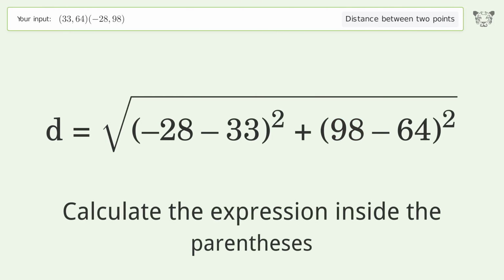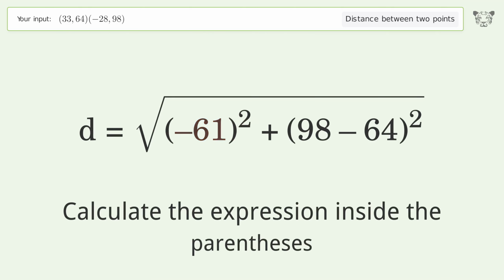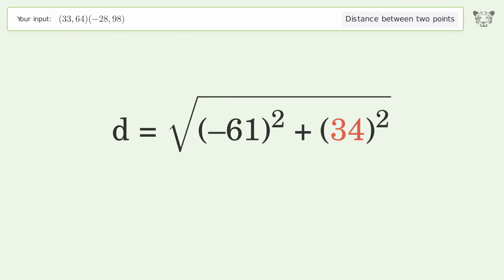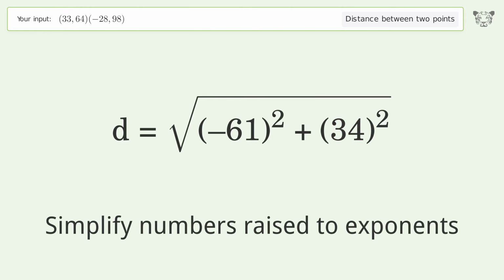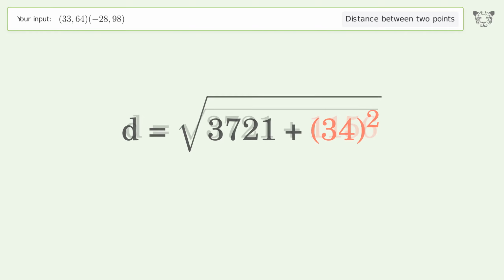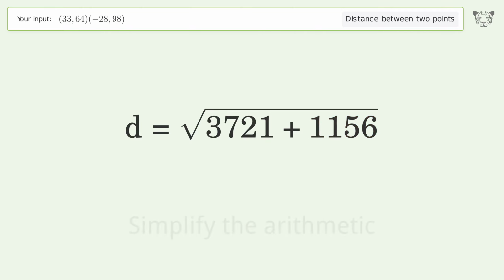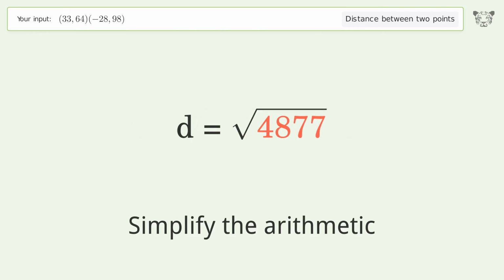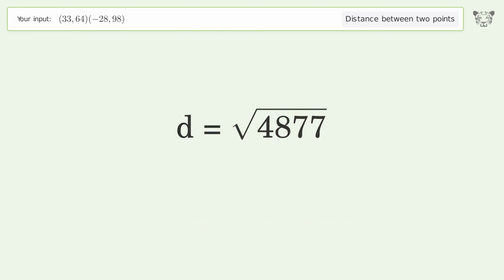Calculate the expression inside the parentheses. Simplify numbers raised to exponents. Simplify the arithmetic. And so the distance between the 2 points is the square root of 4,877, or 69.836.